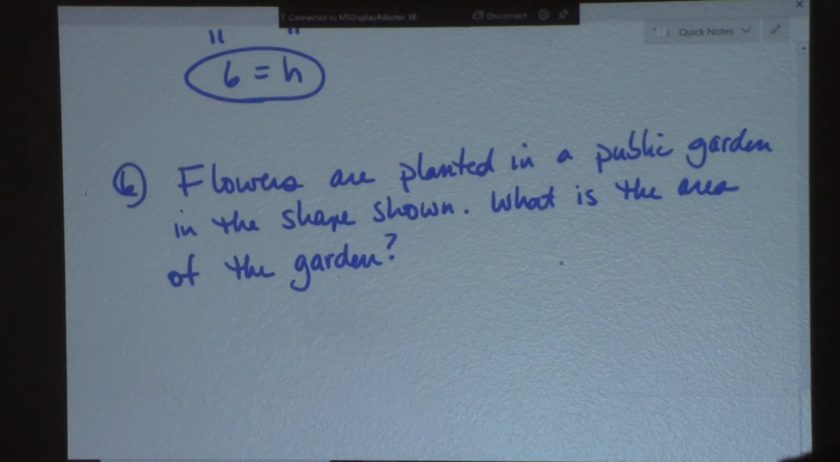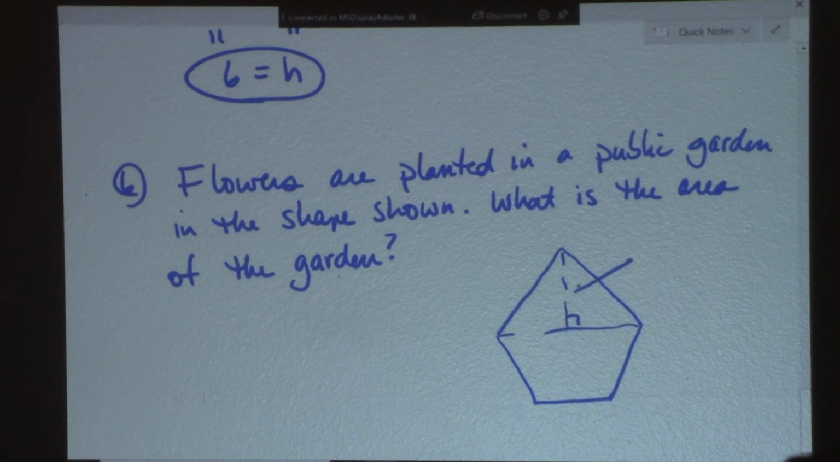Okay, so here's our picture. And they tell us that this is 3 yards. This is 8 yards. And this perpendicular distance here is 5 yards. And the bottom is 6. So I have a pentagonal shape, but I don't know how to find the area of that. You'll have to wait till geometry. There's a special way to do that.